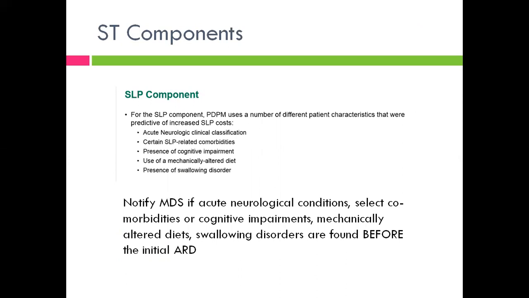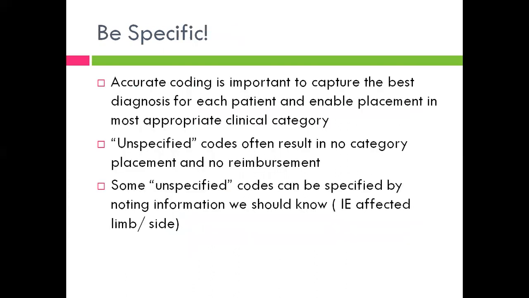So if you see an acute neurological condition or a specific comorbidity or cognitive impairment, or notice that they're on a mechanically altered diet or have a swallowing disorder, make sure the MDS nurse is aware of those issues before the initial reference date. We only have one chance to get it right under the new system. So if we see something that the MDS nurse may not be aware of, make sure we notify her so that we can capture the best reimbursement that's appropriate for that individual under the PDPM system.